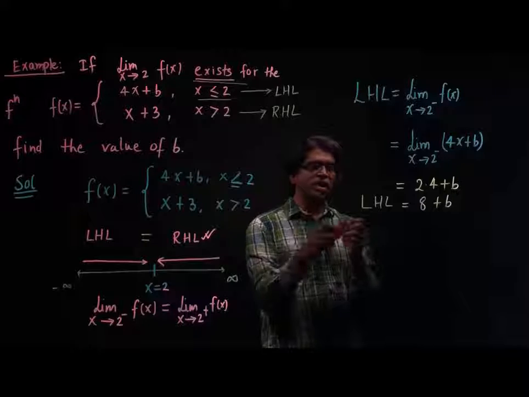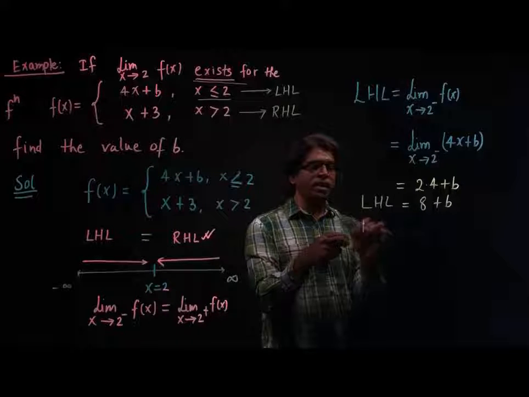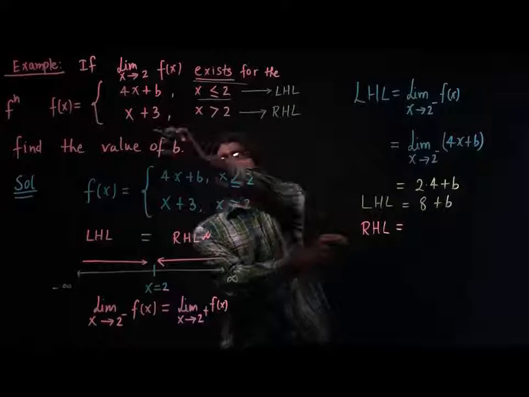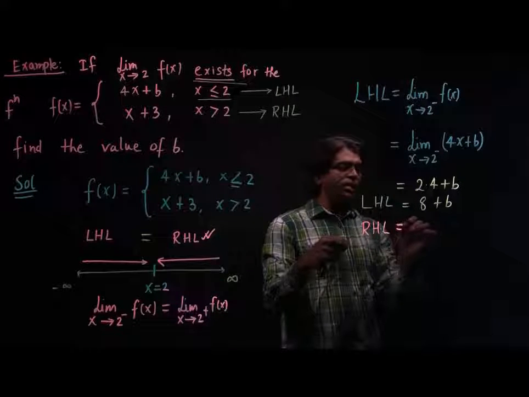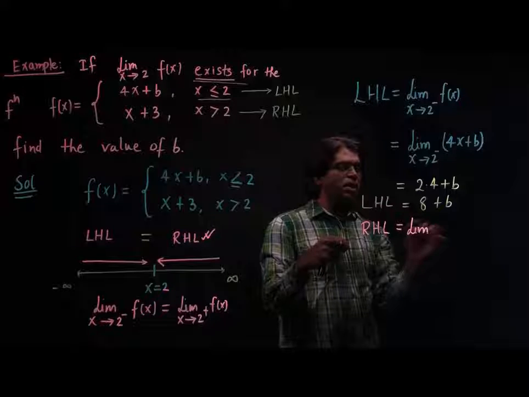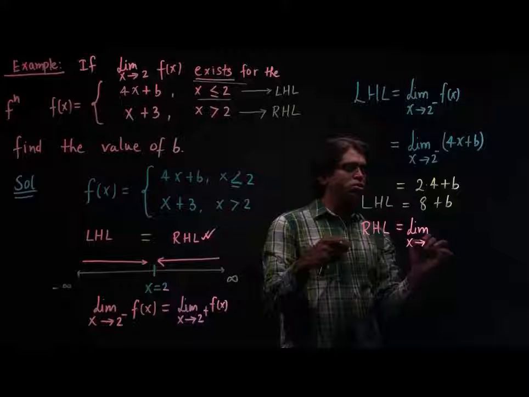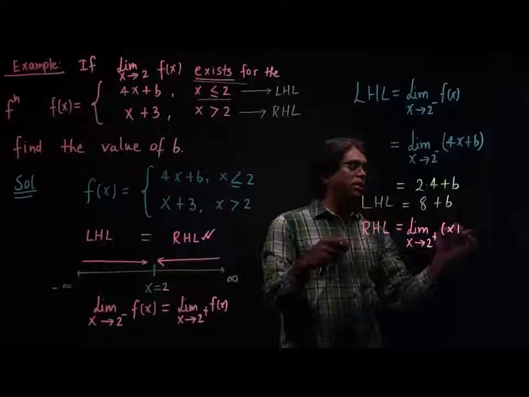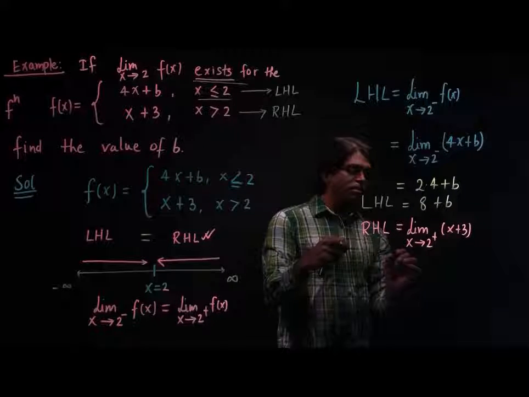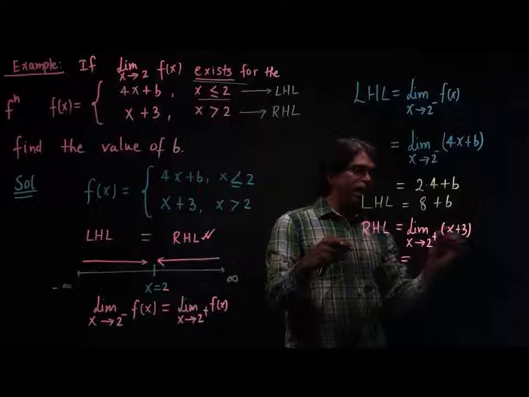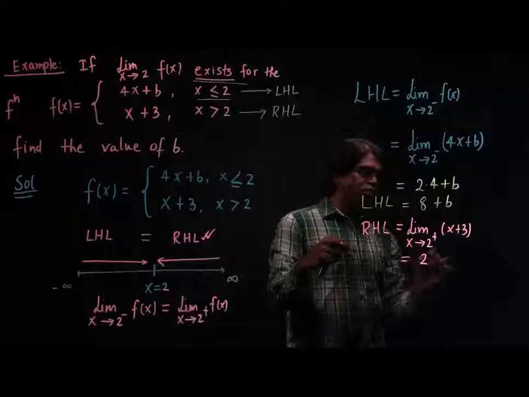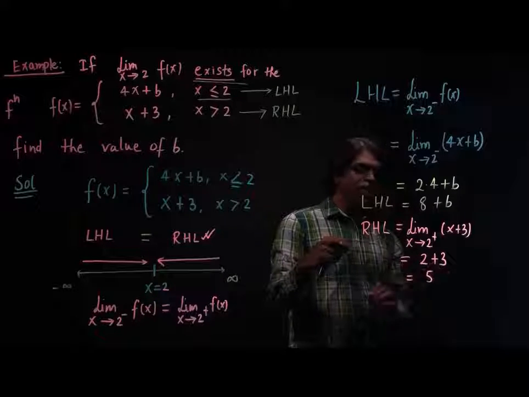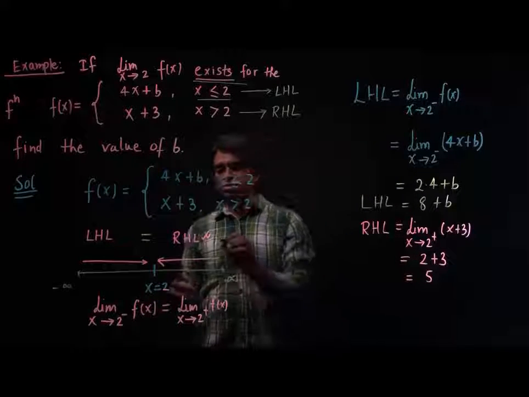Now let's find the right hand limit. My right hand limit is for the second part of the function, which is right here. I will write the right hand limit is equal to limit x tends to 2 plus of x plus 3. I'm going to simplify this one, and with x as 2, I will write 2 plus 3, which is 5.